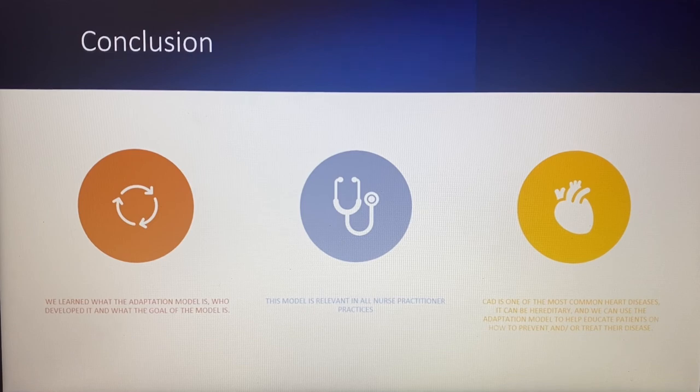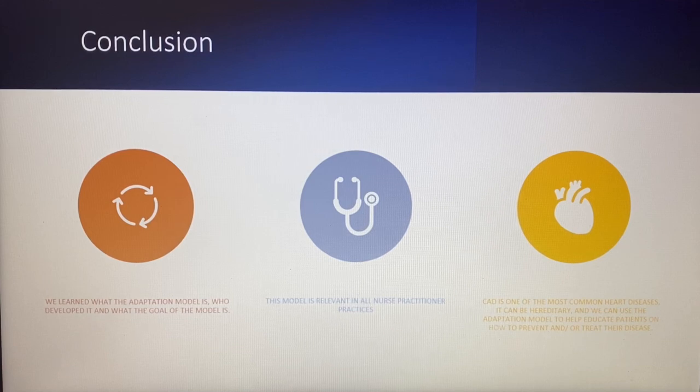With that, we have learned lots in this presentation. We learned what the adaptation model is, who developed it, and what the goal of the model is. It's the most common model used in nursing that uses a holistic approach, and it was developed by Sister Callista Roy in 1976. This model is relevant in all nurse practitioner practices. It can be used across the board.